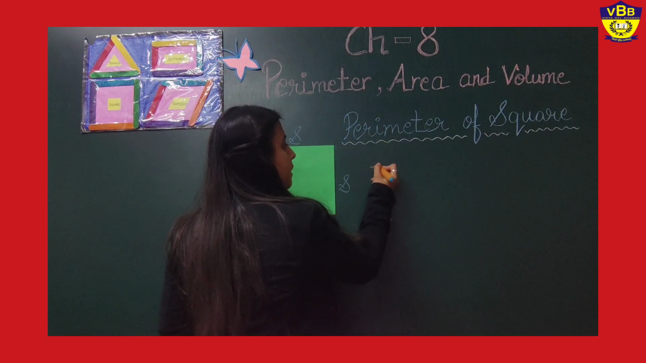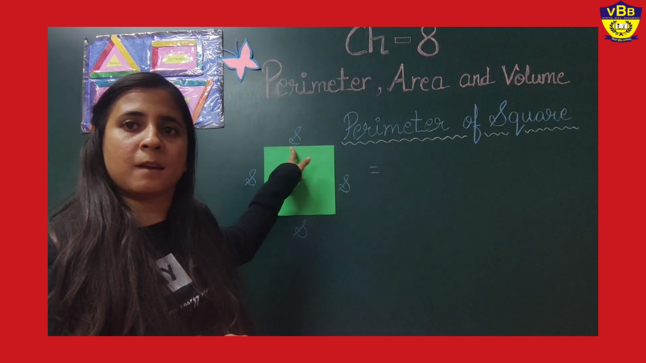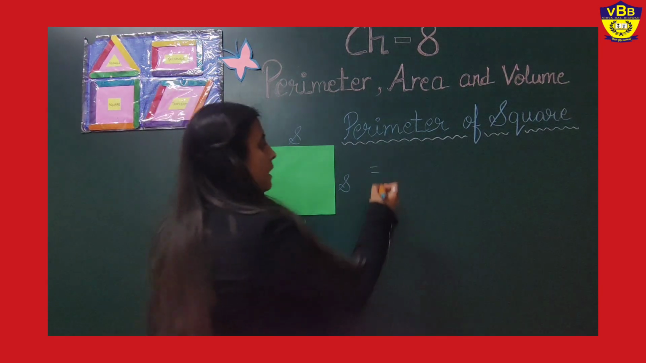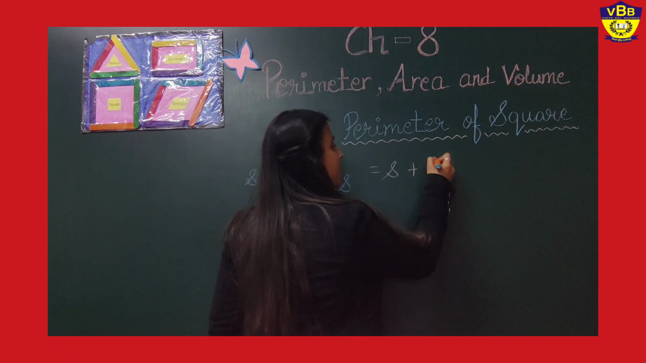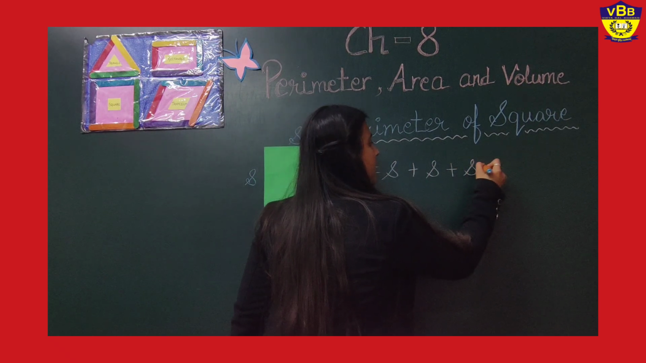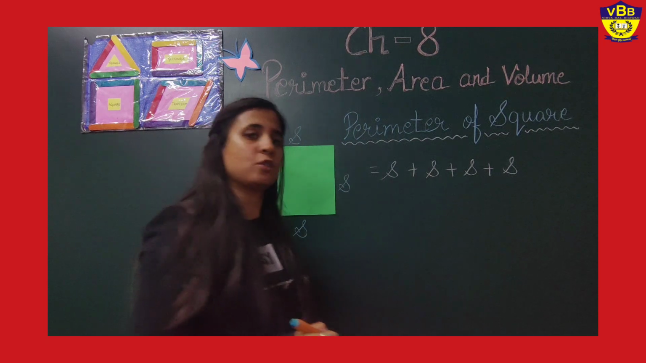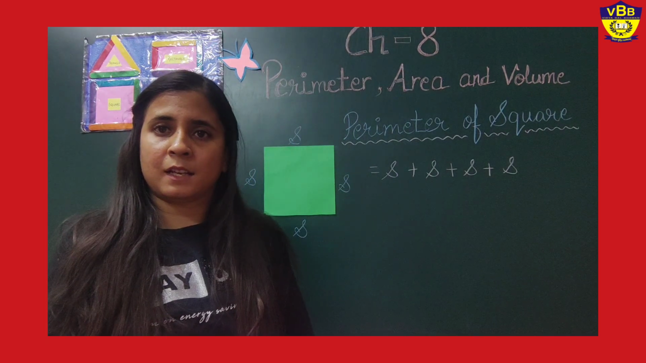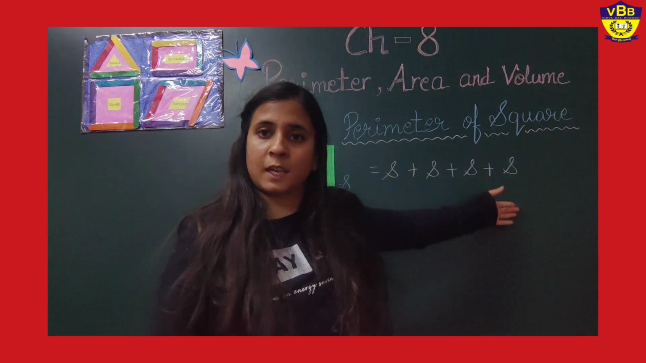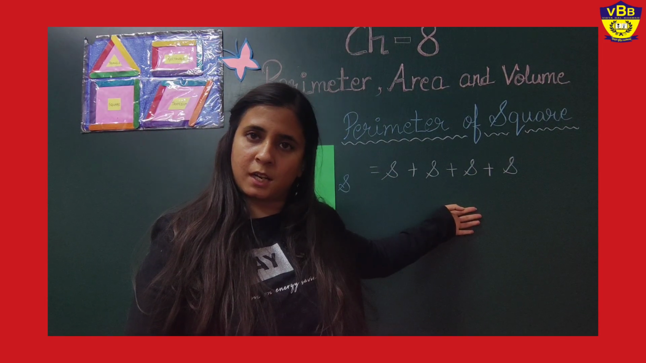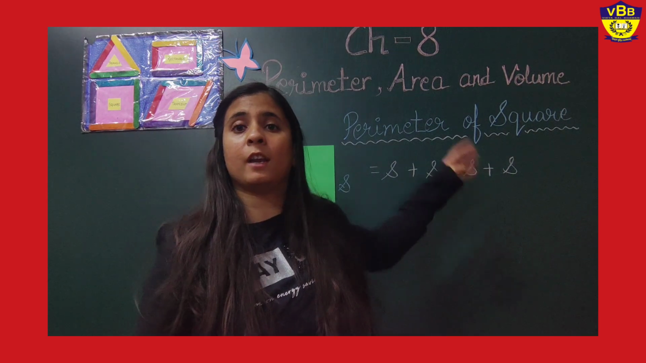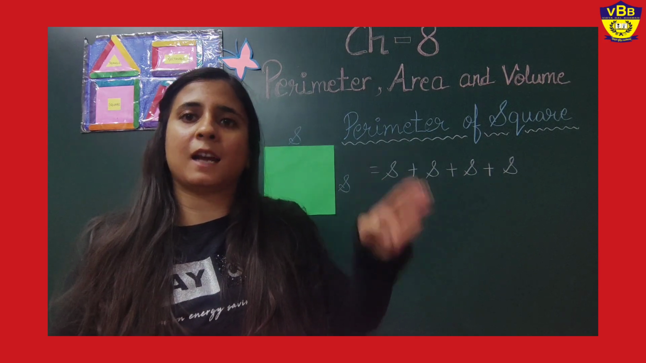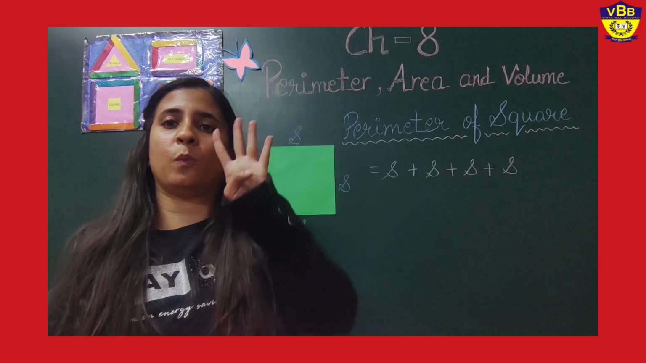To find the perimeter, it says that find the sum of all the sides of the given shape. So that means add S plus S plus S plus S. As all 4 sides are of same length, we are going to add all the 4 sides. Now all the sides are the same, so repeated addition is there. How many times we have to add the same figure? 4 times. So instead of adding all the sides again and again, I can multiply the given side with 4.